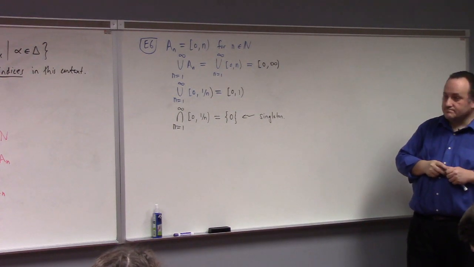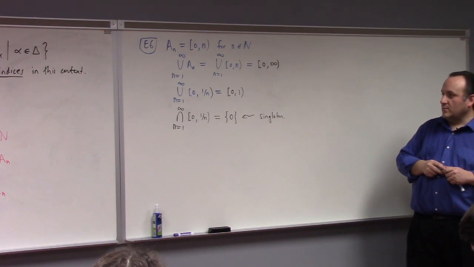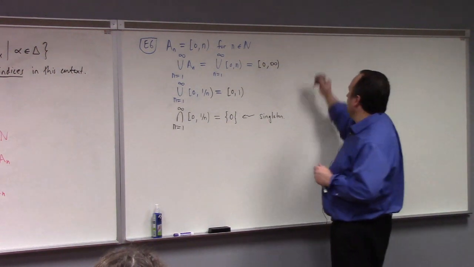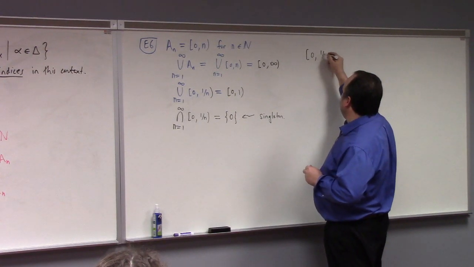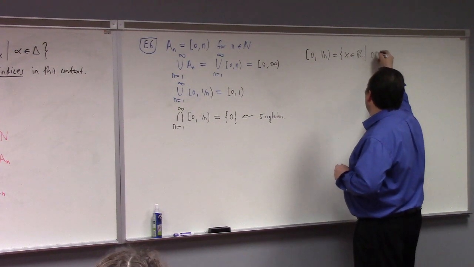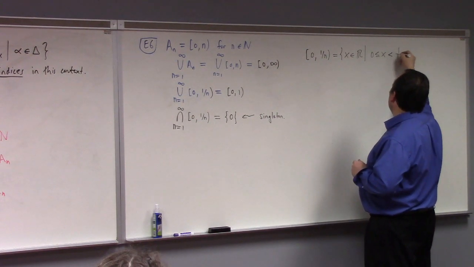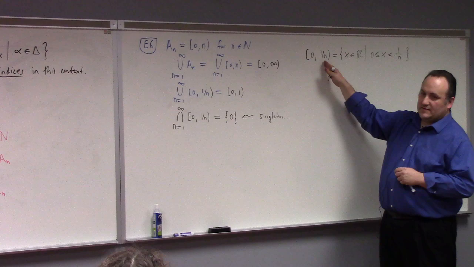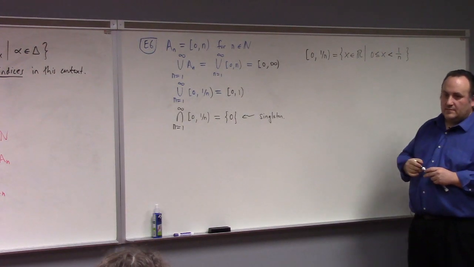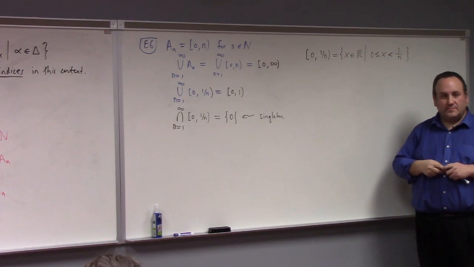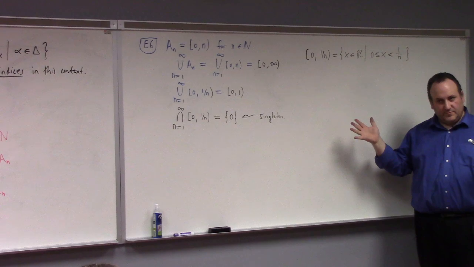Why is there an open bracket for the 0, 1 set? Does it include 1? It does not include 1 because remember, 0 to 1 over n by definition is x in the reals such that 0 is less than or equal to x is less than 1 over n. So it doesn't contain the 1 because this doesn't contain the 1 over n. And once we get to 2 or 3, it's just worse. Not a proof, but I'm just giving you some sprinkling of examples.